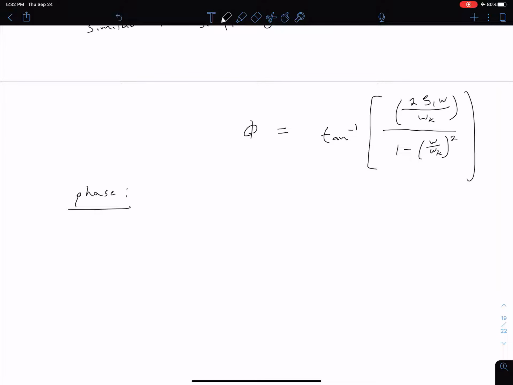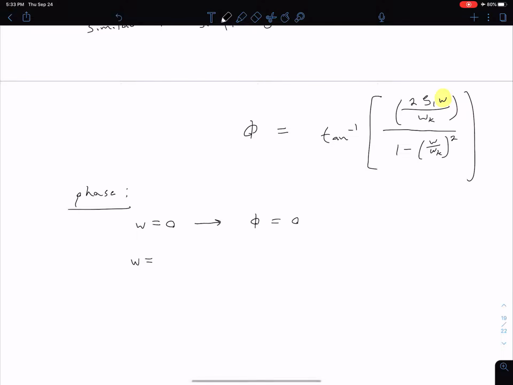And so again, what we're going to do is consider our various cases. So if we consider what happens when omega is equal to 0, well, we see we have omega here, so that top term is going to go to 0. This is going to go to 0, but that doesn't really matter. Really, we focus on that top one going to 0, which means we have inverse tangent of 0. So for the case of 0 frequency, our phi is going to be 0 degrees.